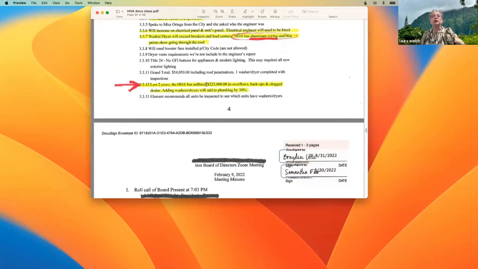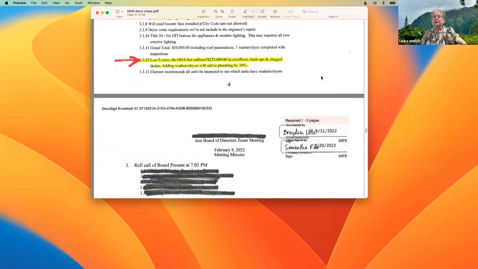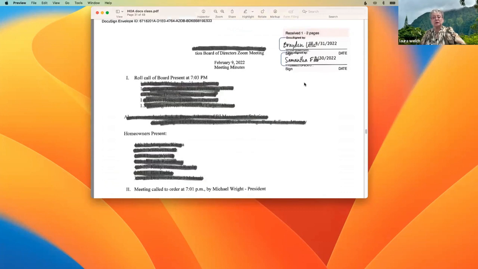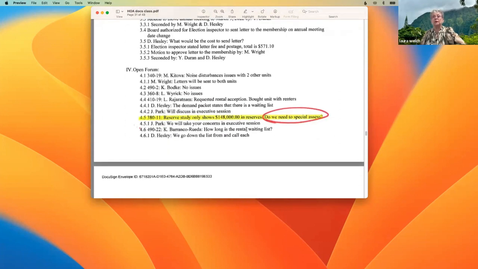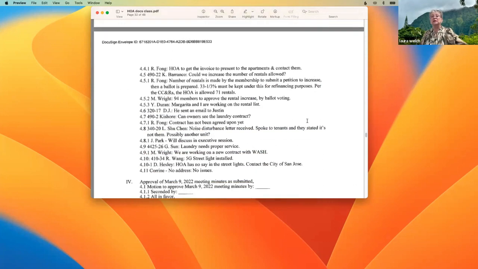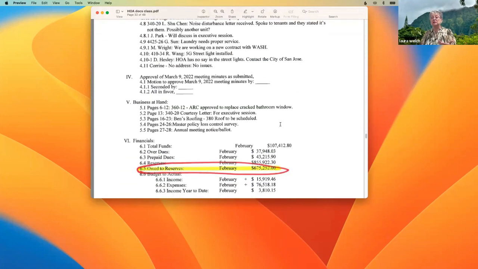Last 2 years, the HOA has suffered $223,000 in overflows, backups, and clogged drains. Adding washer and dryers will add to the plumbing by 30%. Who's paying for all this? And remember, they've already been told they'll probably need an assessment. Oh, reserve study shows only that here in reserves, do we need a special assessment? These are all in the minutes.